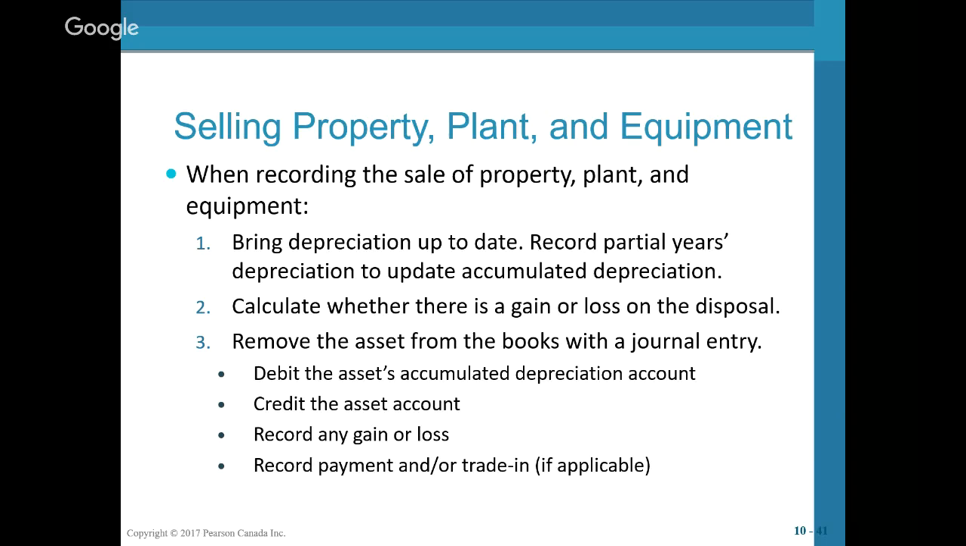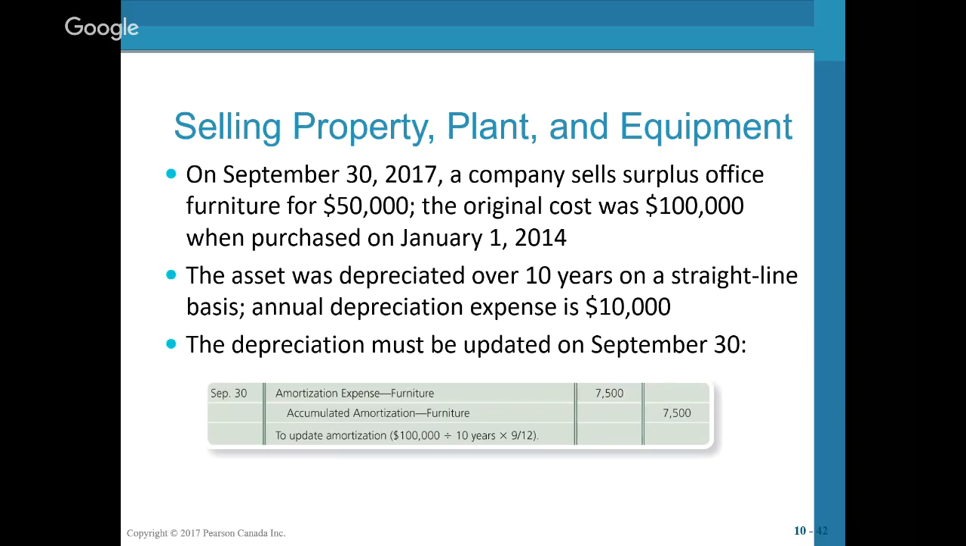We're going to debit the accumulated depreciation to make it zero. We'll credit the asset itself. We'll record any gain or loss, and then we'll record any payment or trade-in if applicable. Let's take a look at this.